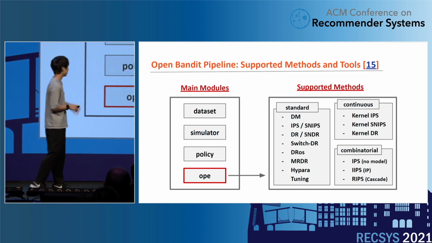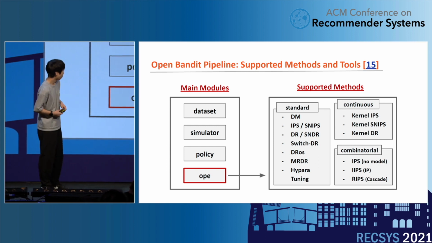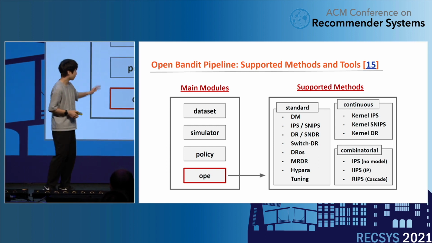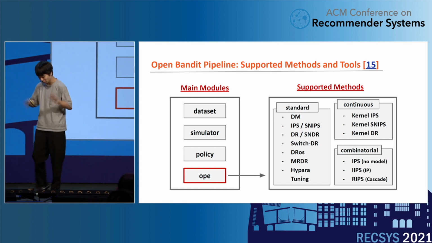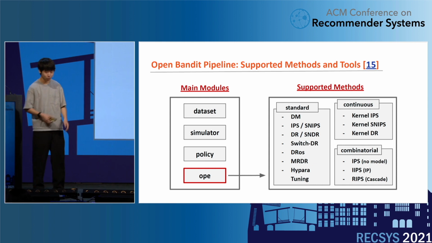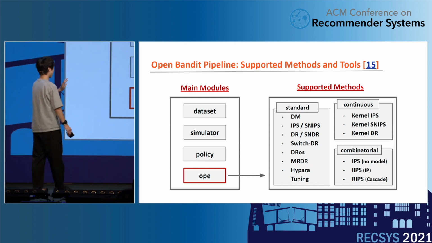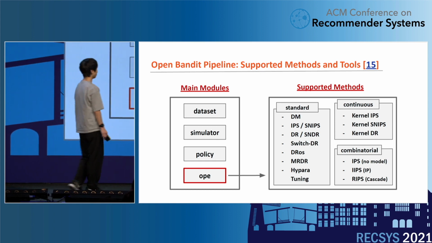The shrinkage estimator, there's also a nice recent estimator named more robust doubly robust. And also we support automatic hyperparameter tuning for all the off-policy estimators having hyperparameters. So you don't have to handcraft the hyperparameter anymore. You can just search in a data-driven way for a good hyperparameter for off-policy evaluation if you use this package, which is cool.